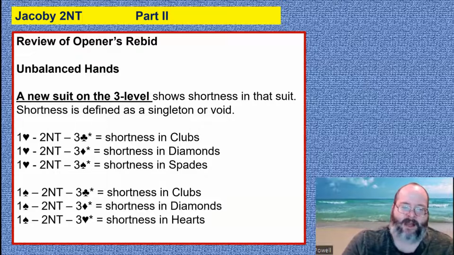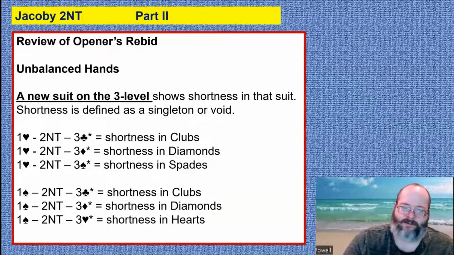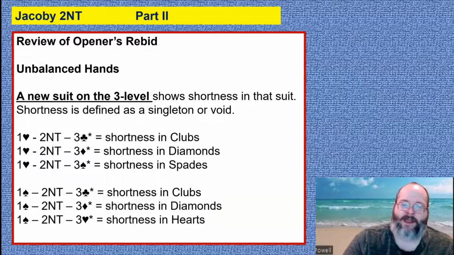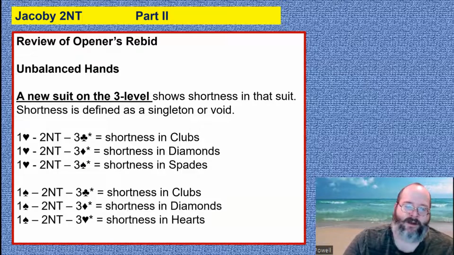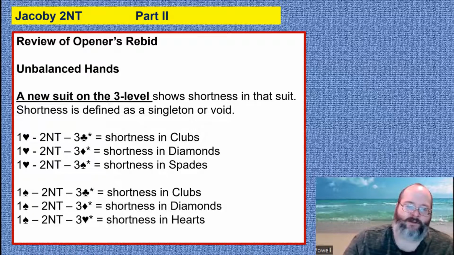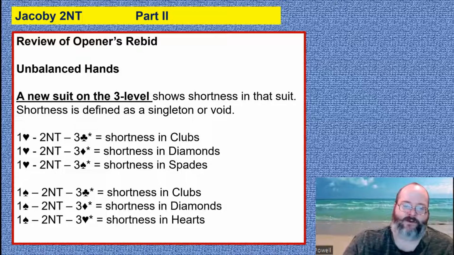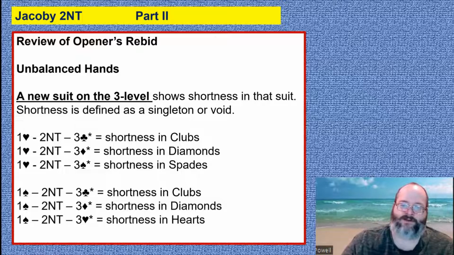Unbalanced hands. A new suit on the 3 level. So bidding a different suit than you opened on the 3 level shows shortness in that suit. Shortness being defined as singleton or void, not a doubleton. Singleton or void in the bid suit. So one heart, 2-No Trump. If you want to show a singleton or void in clubs, you bid clubs. If you want to show a singleton or void in spades, you bid spades. The suit you bid is the suit in which you are short. New suit on the 3 level, shortness in that suit.